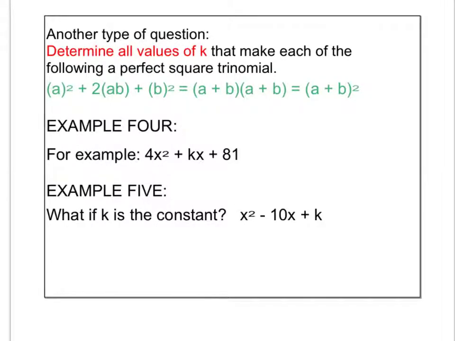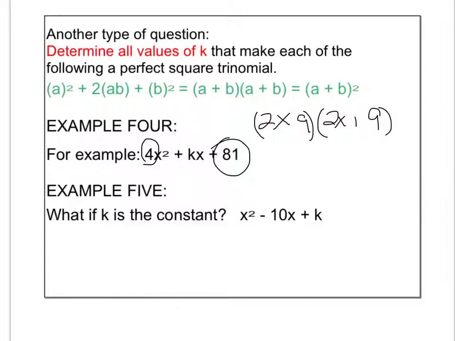All right. Another type. So sometimes you're not going to know what the middle term k is. So what we have to do is think about, if we were to factor this, what do we have? So the first is 4. So we're going to do 2 times 2, and we'll put an x with each of those. And then 81, well, 9 times 9.